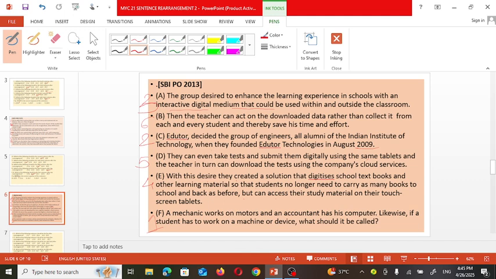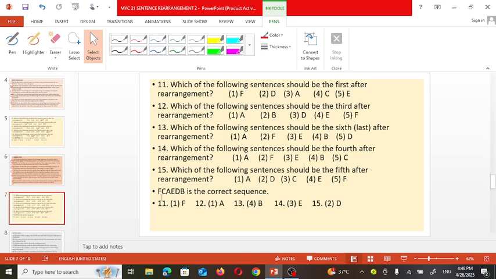So the sentence arrangement will be like this: F, C, A, E, D, B. With the help of this sequence, we can give the answer to this question. Which will be the first? So here F will be the first, and that is given in option one.